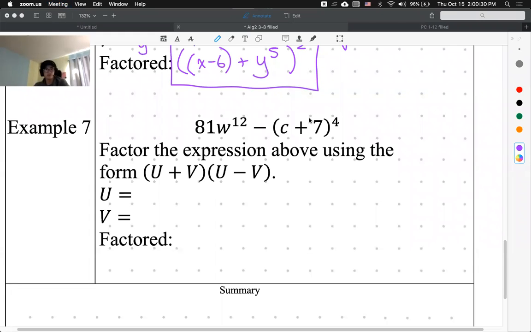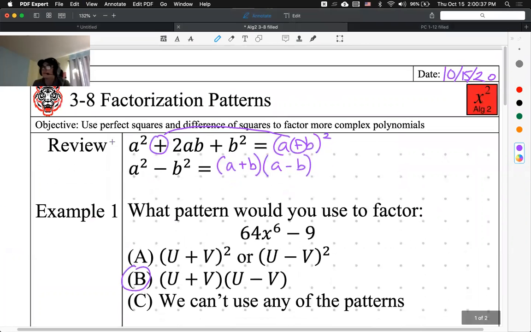All right, to help us out, u plus v times u minus v. What is this equal to? Look at the formula at the very front of the page, all the way back here. I have u plus v, u minus v. What does that equal? So let's come back down here.